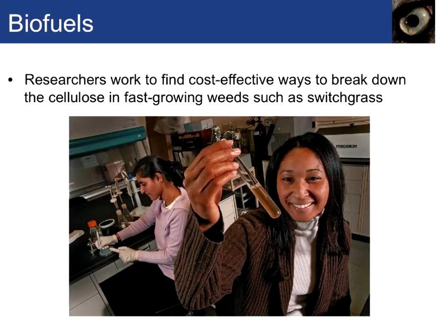Research is being done to find cost-effective ways to break down the cellulose in fast-growing weeds such as switchgrass. These weeds are very abundant, and it wouldn't affect the food supply because we don't eat switchgrass. But we don't eat the grass, so what effect would this have on the food supply of grazing animals such as cows?